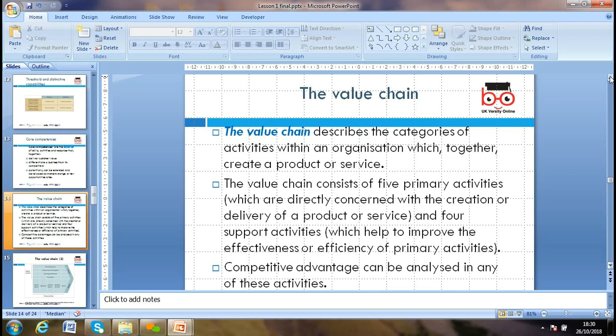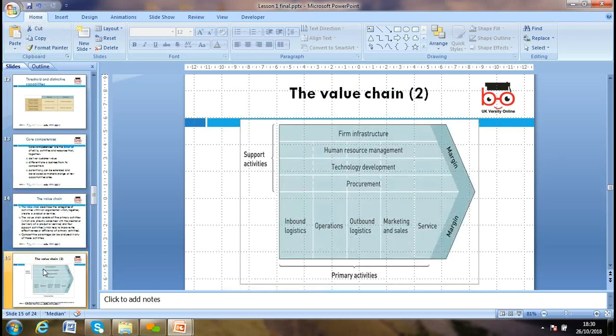Within an organization, the activities which together create a product or service make up the value chain, which consists of 5 primary activities. This model was given by Michael Porter. We will go through the next slide to see what those activities are. The value chain model has primary activities and support activities. If you focus only on the primary activities but ignore the support activities, you can't really succeed. Inbound: what is meant by inbound logistics? Does anybody know?